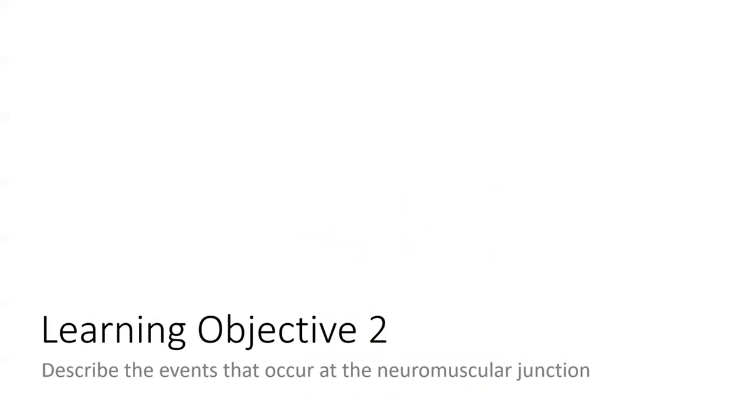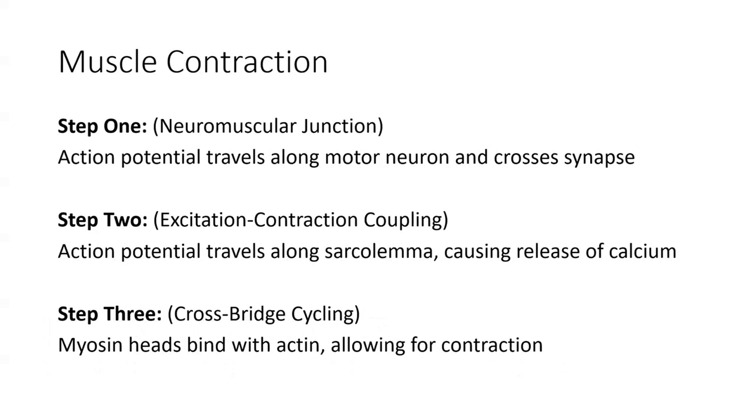Learning objective number 2 is to then begin to describe the process of muscle contraction, starting with the events that occur at the neuromuscular junction. So when we think about muscle contraction, it all happens really quickly and it appears a very straightforward process. However, a lot does need to occur for a muscle contraction to actually take place. And when looking at all those processes, I like to break it down into 3 steps. And so those are these 3 steps here.